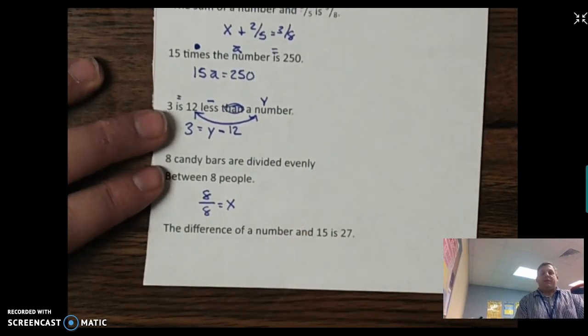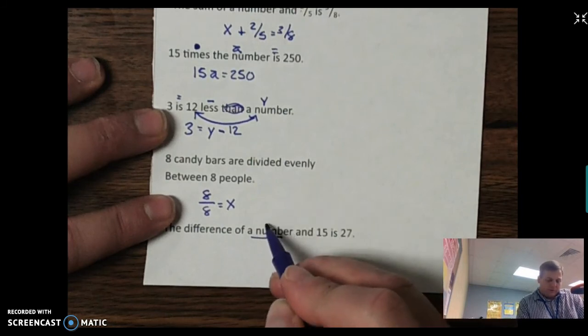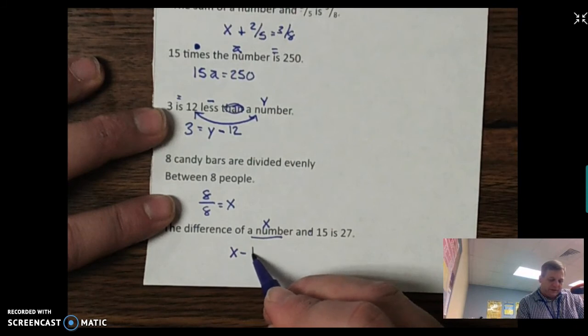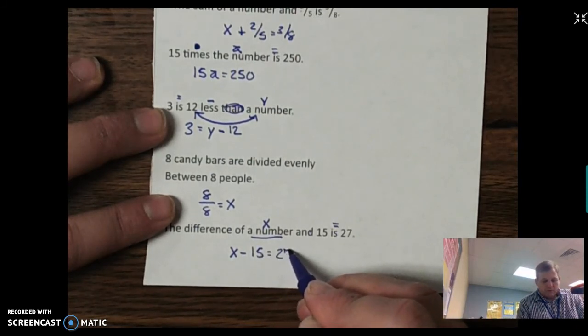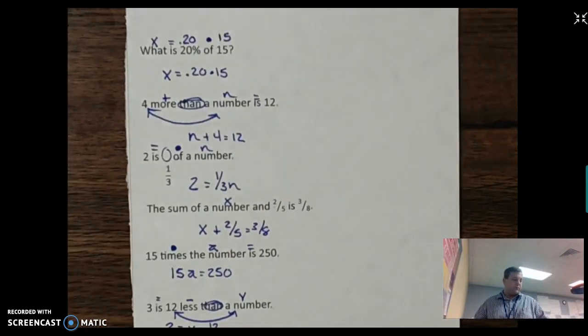The difference of a number, difference tells us we're going to subtract, so a number, use x and 15. The difference of x and 15 equals 27. I hope you're starting to get this.